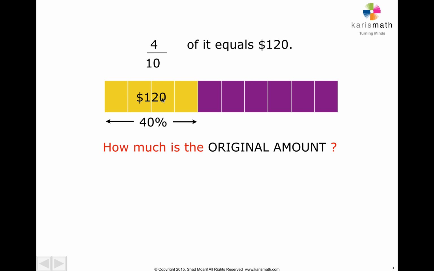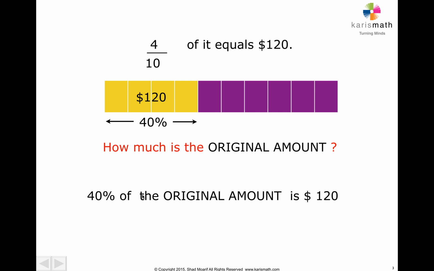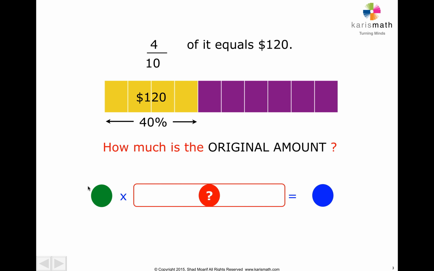But let's do it through mathematics. How much is the original amount? Well, we know that 40% of the original amount is 120. Now that's a mathematical sentence because 40% is 0.4. Of is to multiply. The original amount we don't know, but it is equal to $120. Now, if we don't know this amount, but we know these two, what do we do? Something times something is something else. What is this bit here?